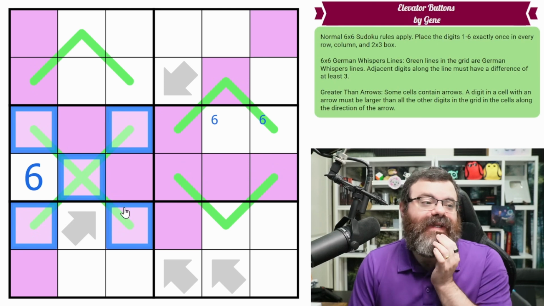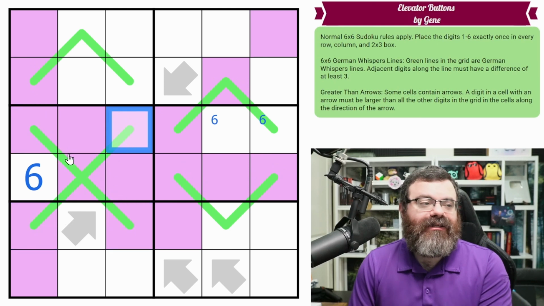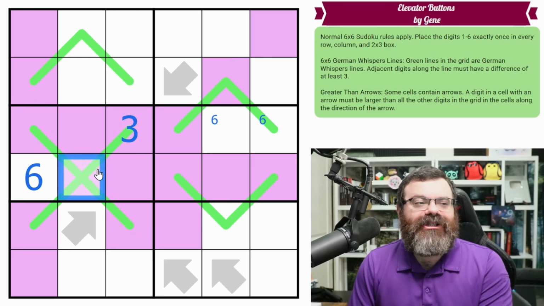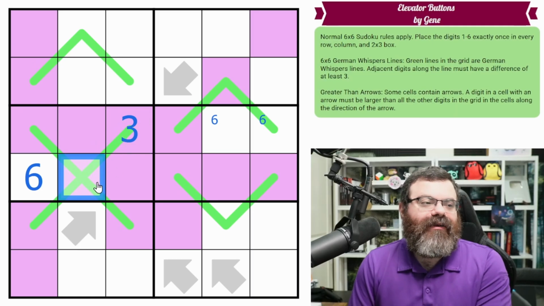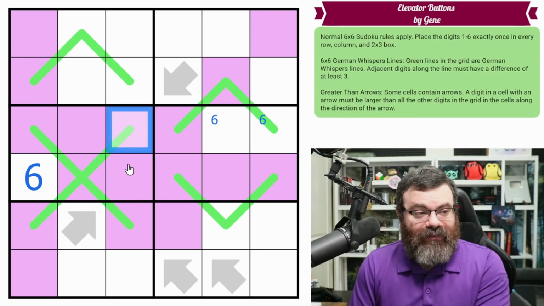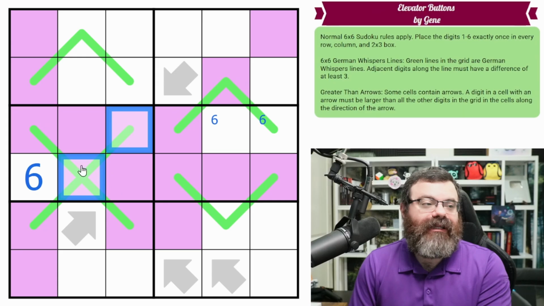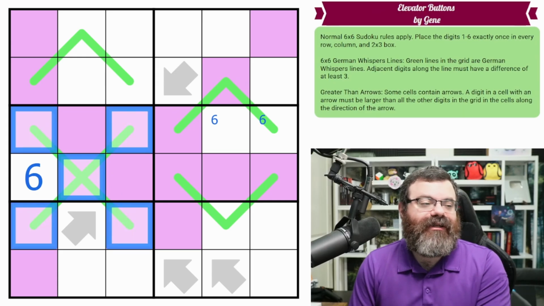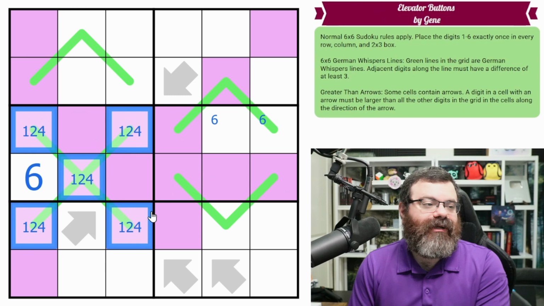Now there's something interesting about German whispers, which is the 3 and the 4. So think about 3, for instance. What digits are at least 3 away from 3? And the answer is only the 6. 1 is 2 away, 2 is 1 away, etc. 6 is the only option. But we can't actually put a 6 on this X, meaning we can't put a 3 on the X either. 4 forces a 1, which is the other interesting digit. So there are no 3s or 6s on here. These are from 1, 2, not 3, 4, 5.